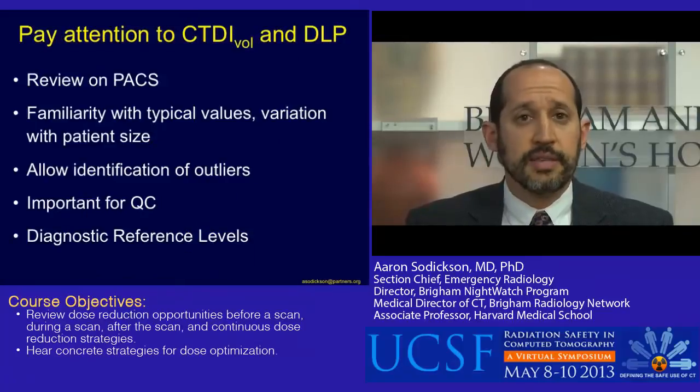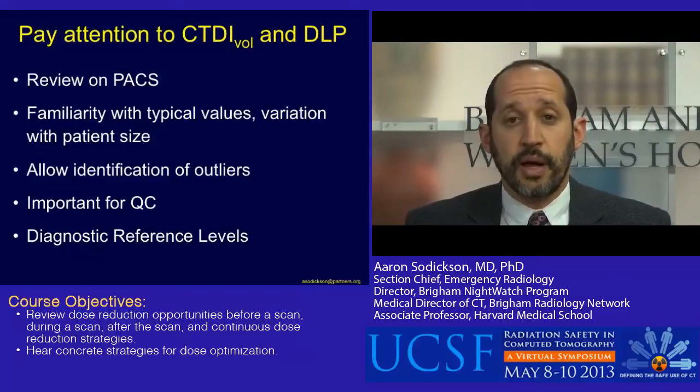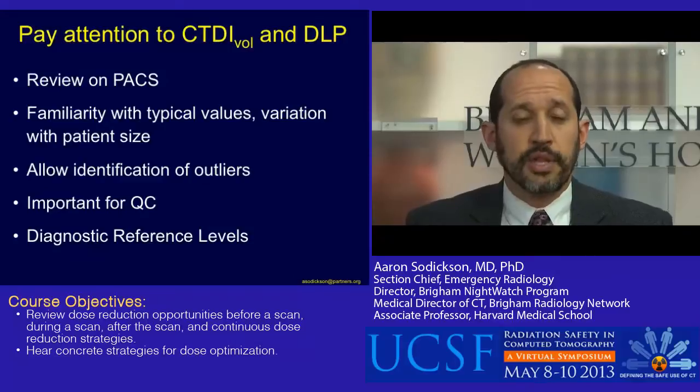That said, these metrics are very important ones to look at and to understand, and I encourage all radiologists to review these numbers on PACS, because this is the way you gain familiarity with typical values and with how these values might change with patient size. This makes it possible to identify outliers. It's important for quality control efforts, and it's helpful in understanding where your scan performance is relative to diagnostic reference levels, such as those required for ACR accreditation.